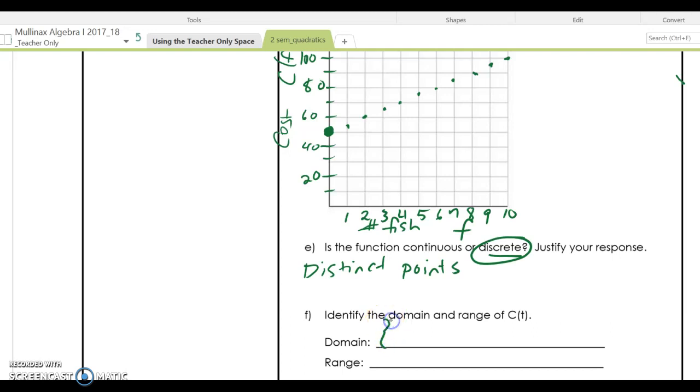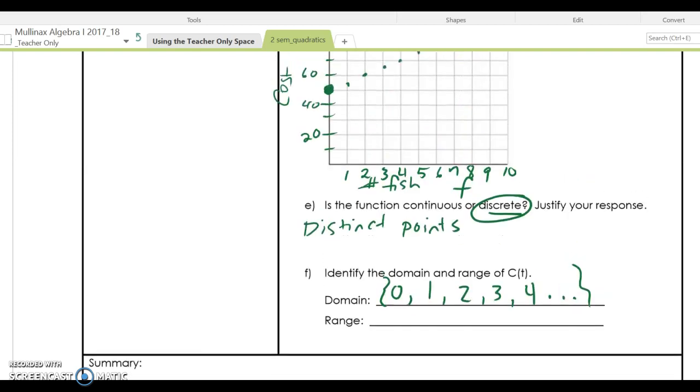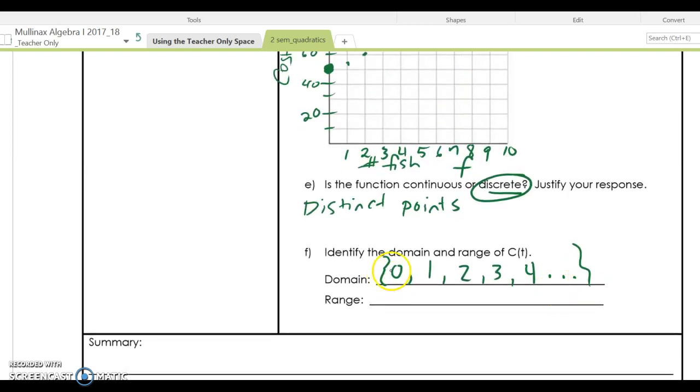Which means the domain is just a list of numbers you could use, starting with 0. I could buy 0 fish. 1, 2, 3, 4, indicating that starting with 0 and continuing. And then the range, what is the associated cost for each of those items of the domain? Well, if I bought 0 fish, I would pay $50. 1, I would pay $55. 2, I would pay $60. 3, I would pay $65. 4, I would pay $70, and so on. So that's how I would identify the domain and the range.